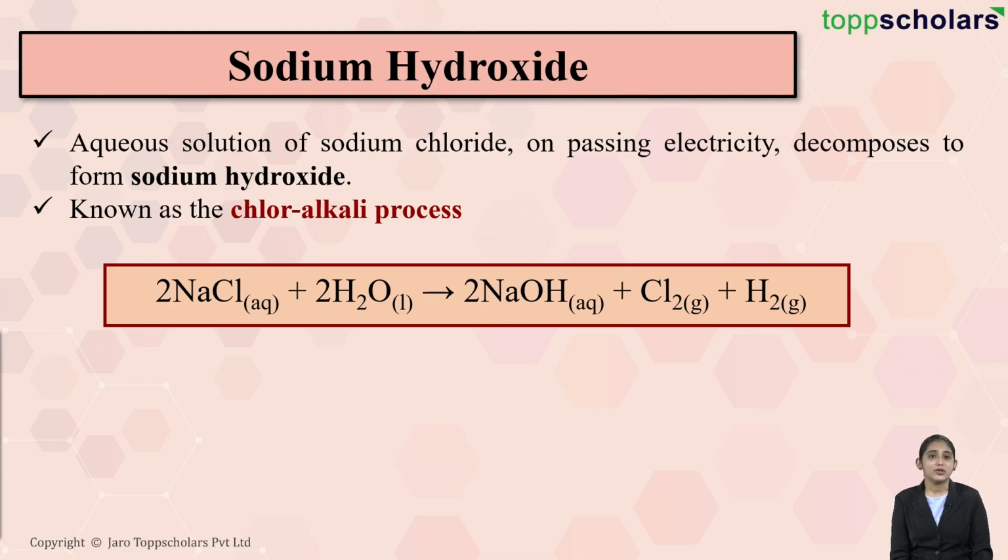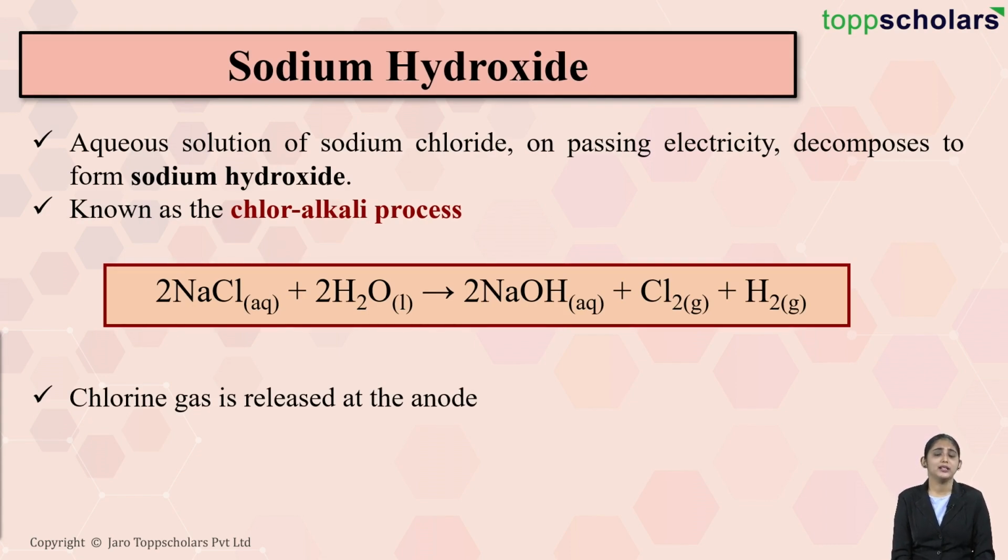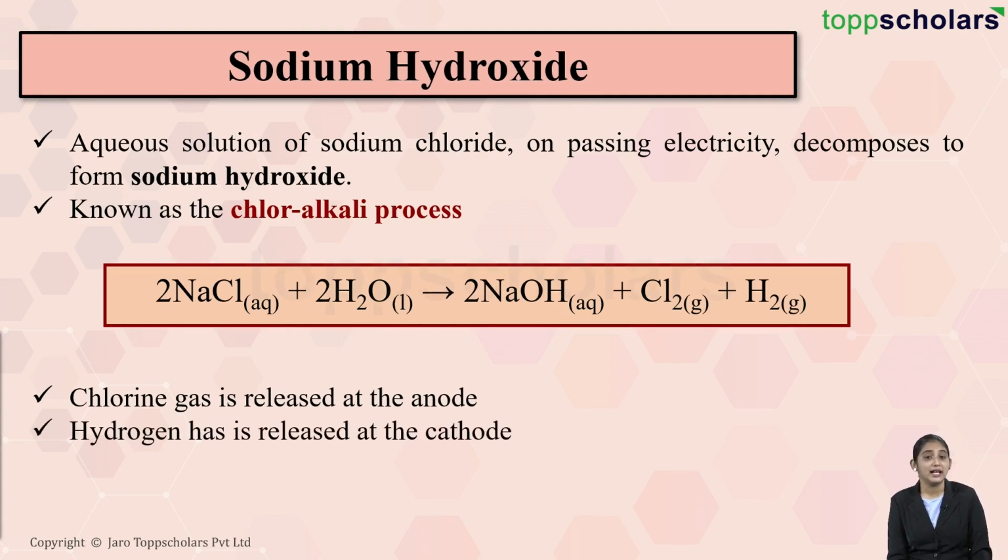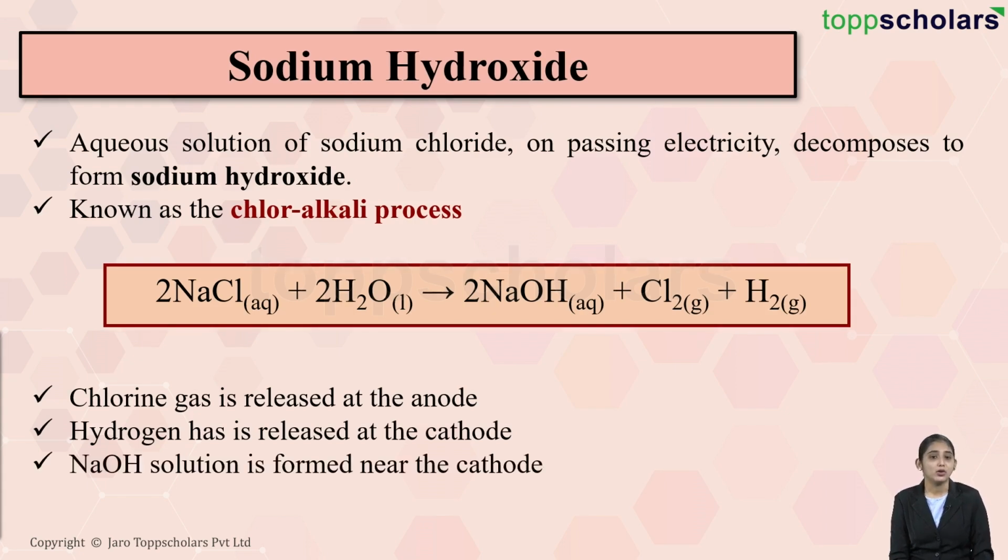When you pass electricity through this aqueous solution, it decomposes to give you sodium hydroxide, right? Now friends, in this process, chlorine gas gets liberated at the anode, whereas hydrogen gas is liberated at the cathode. And this sodium hydroxide solution is formed near the cathode.